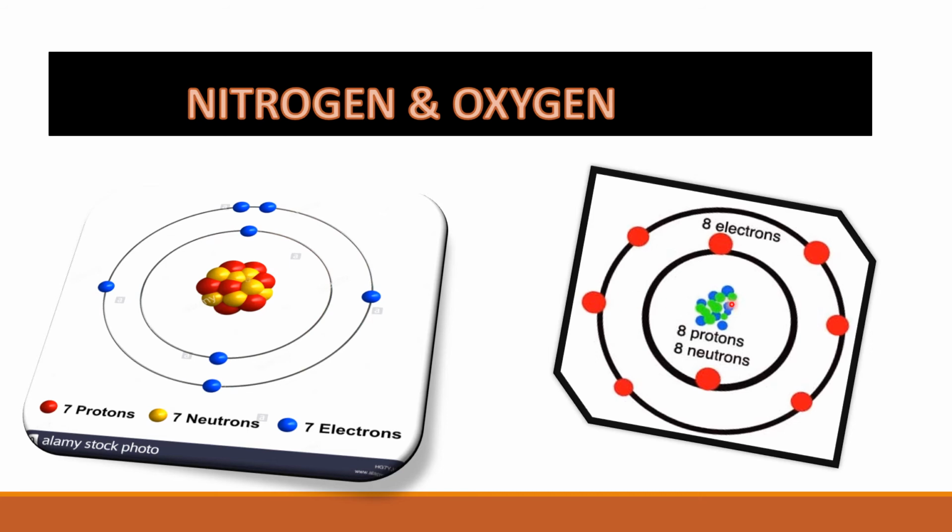And this is oxygen structure where 8 electrons are present, 1, 2, 3, 4, 5, 6, 7, 8, and 8 protons and 8 neutrons. See, blue color 1, 2, 3, 4, 5, 6, 7, 8 protons, and green colors are neutrons. So 1, 2, 3, 4, 5, 6, 7, 8. 8 neutrons are present.